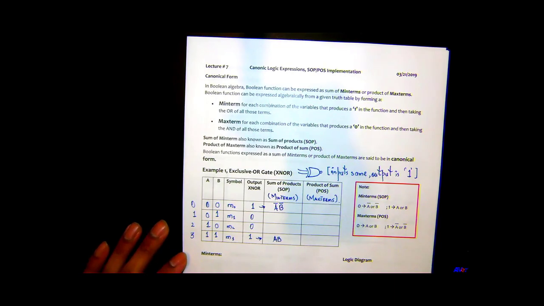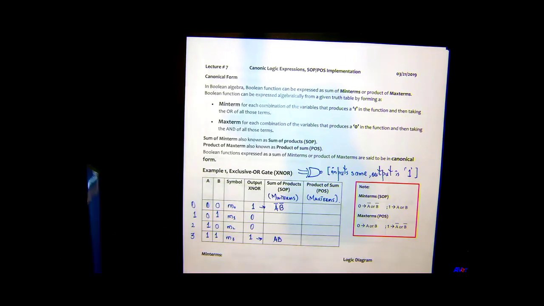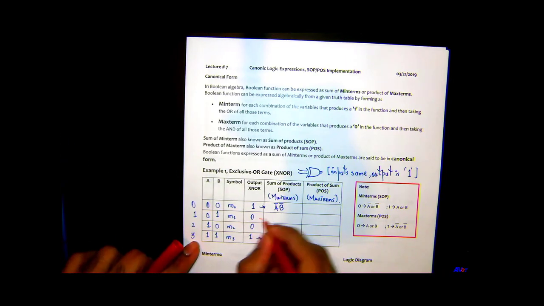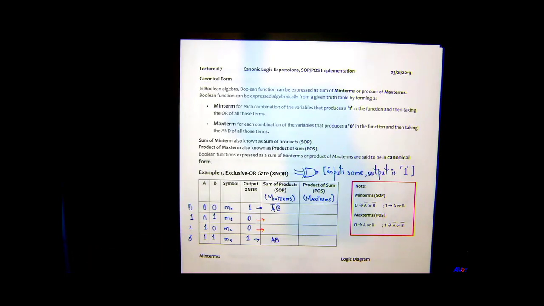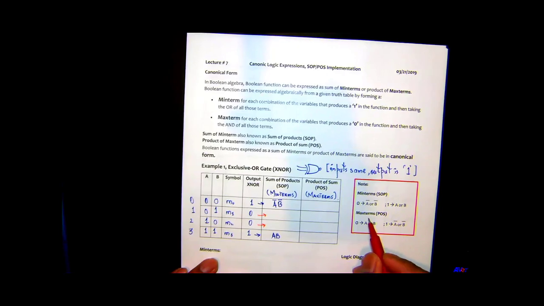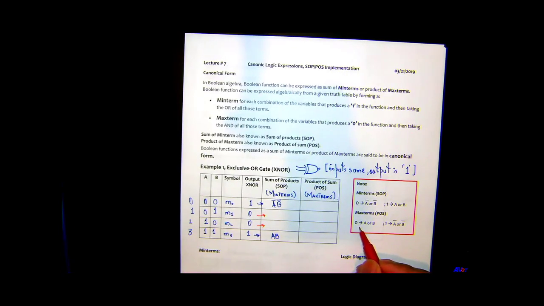Maxterms are the 0 as output in the truth table. So again, if you look at over here, we got 2 zeros here. And things are a little different in the Maxterms. If you look at the Maxterms, 0 is considered as A or B or whatever the variable name is. And 1 is considered as A bar or B bar or C bar.